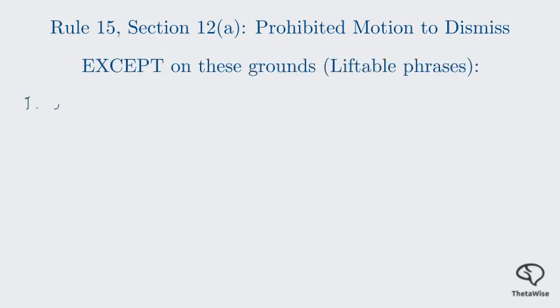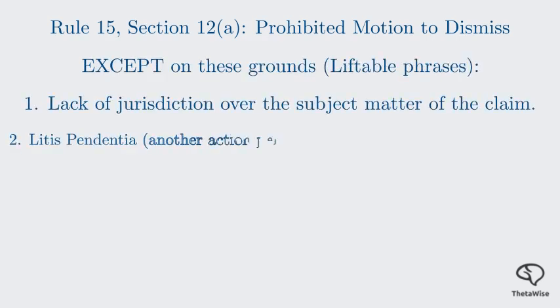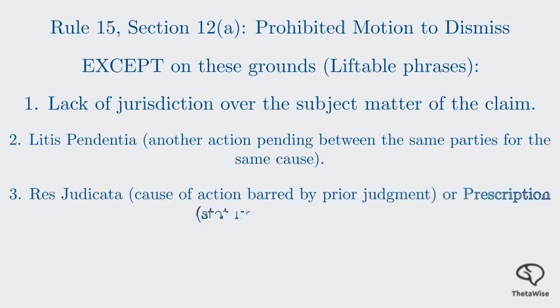Now, let's talk about the dreaded prohibited motions. These are the landmines of civil procedure, and you must memorize them. Section 12 of Rule 15 is your no-fly zone. It starts by prohibiting motions to dismiss, except on 3 specific non-waivable grounds: lack of subject matter jurisdiction, litis pendentia, and res judicata or prescription. Any other ground for dismissal that was once allowed, such as failure to state a cause of action, is now treated as an affirmative defense in the answer.